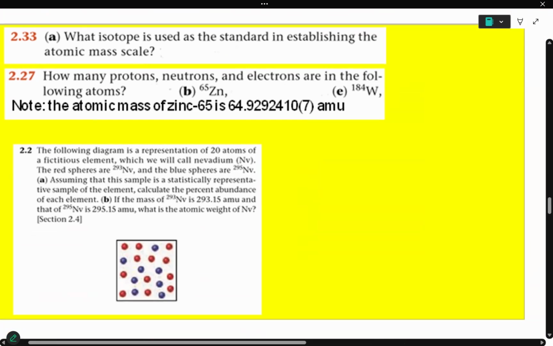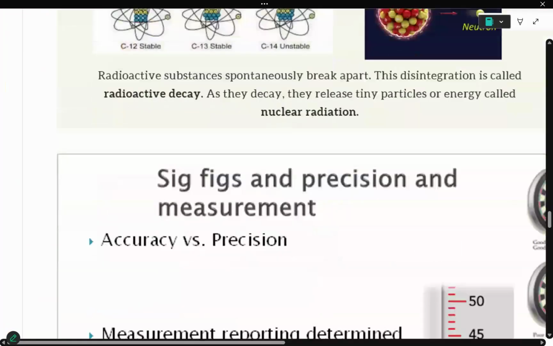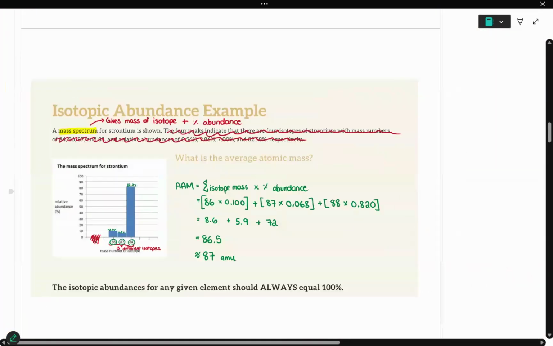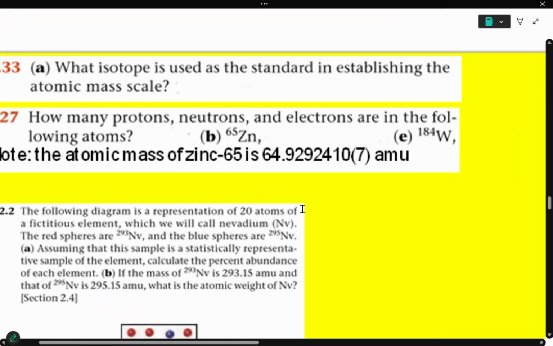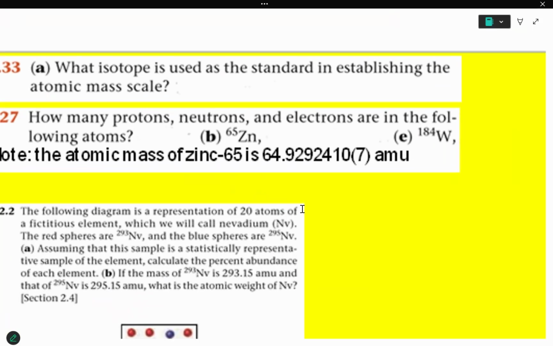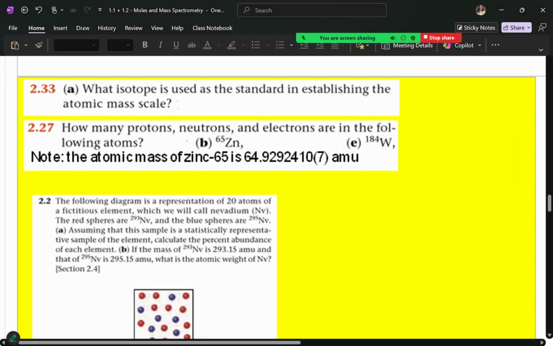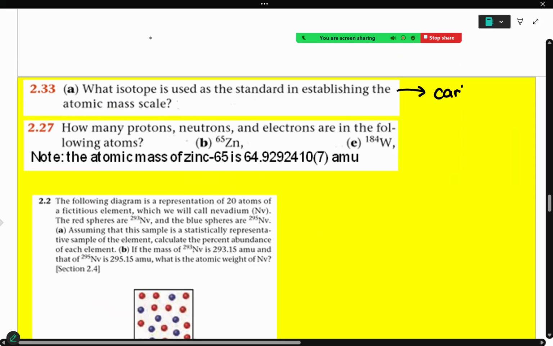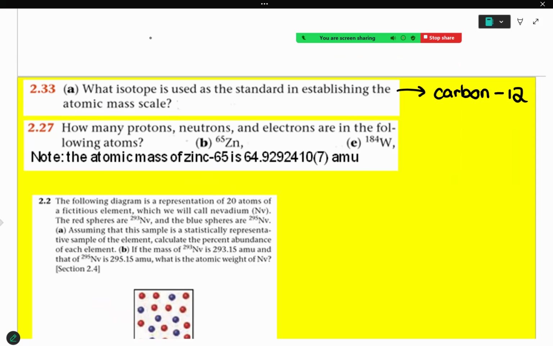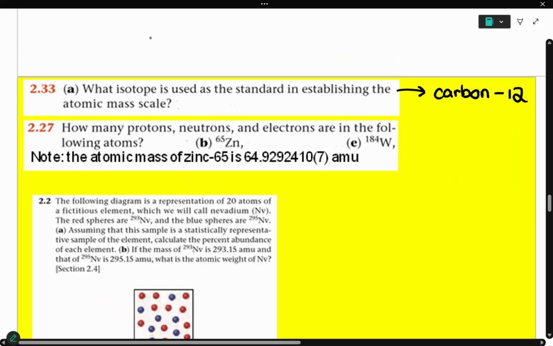Okay, so a few more pieces of information before we go through sig figs again, because this is just a lot of review, right? The isotope that is used for establishing a standard for the atomic mass scale is actually carbon 12. So carbon 12 is essentially what all atomic masses are based off of, right? And the idea behind that, if I have my notes here, I don't know, where did it go?